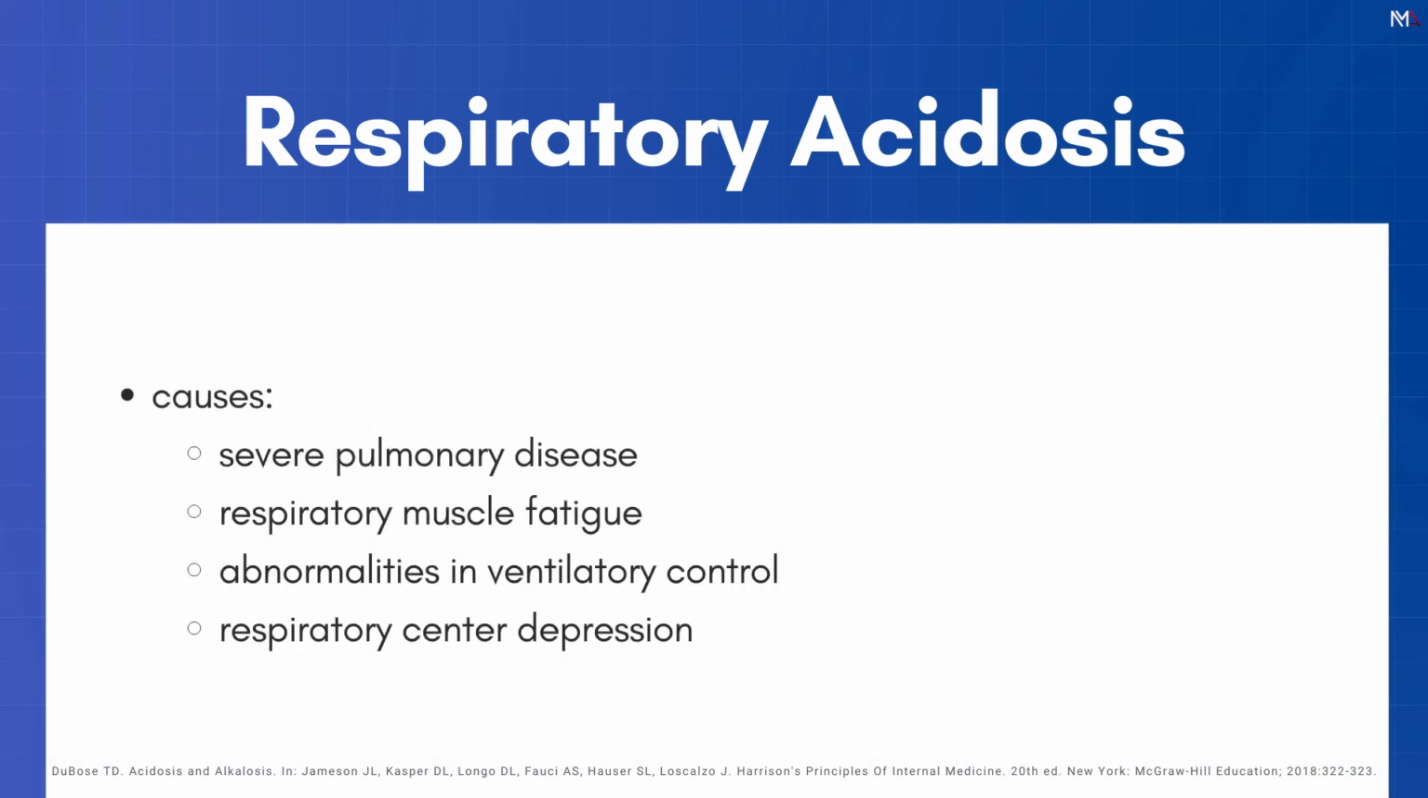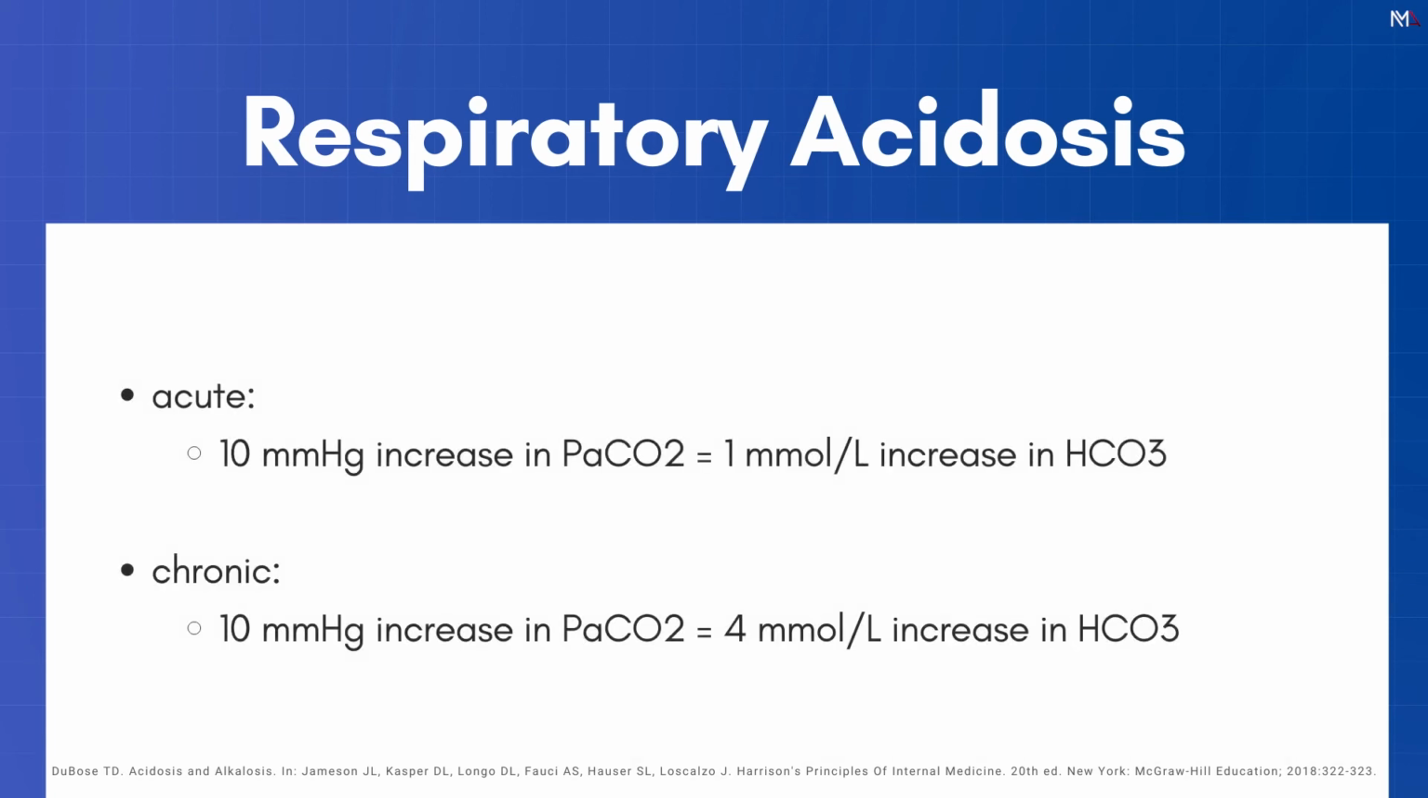So it can be caused by severe pulmonary disease, respiratory muscle fatigue, abnormalities in ventilatory control, and respiratory center depression due to drugs, injury, or disease. So for acute respiratory acidosis, there is a compensatory elevation of bicarbonate due to cellular buffering mechanism. So in every 10 mmHg increase in PaCO2, there must be a 1 millimole per liter increase in bicarbonate. In chronic, there is already renal adaptation, wherein in every 10 mmHg increase in PaCO2, there must be a 4 millimoles per liter increase in bicarbonate.